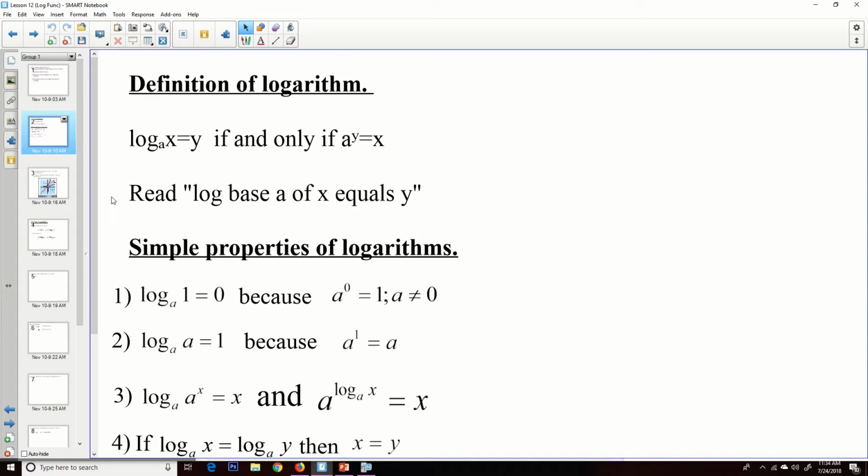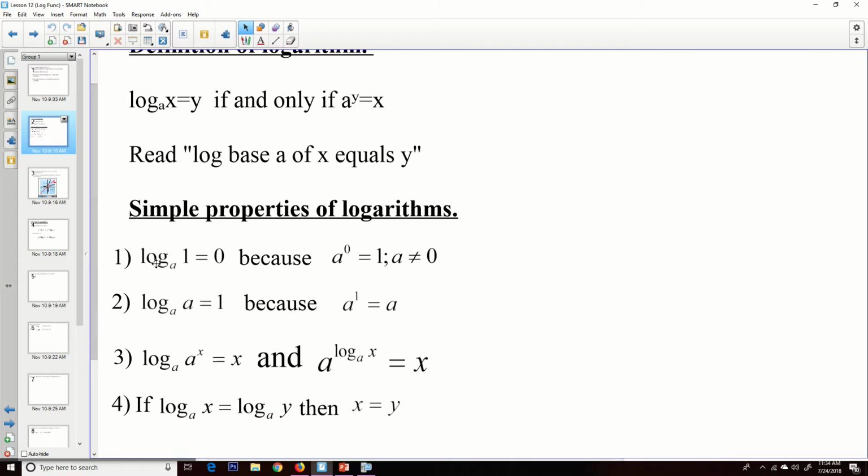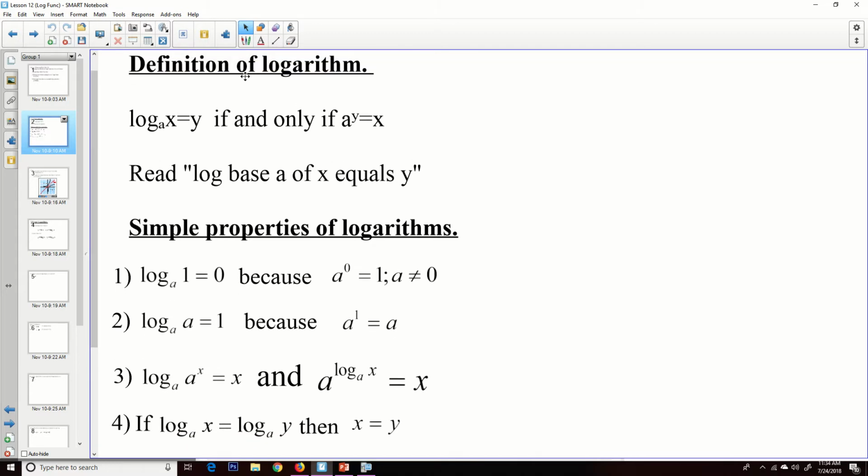So real quick, some sample properties. These sample properties all derive from the definition of logarithm. So if I say log base a of 1 is equal to 0, because if I use the definition to transform from logarithm to exponential, a to the 0 equals 1, which is what we have as long as a is not equal to 1. Log base a of a is always equal to 1 because if I take a to the first power, that'll be equal to just a.